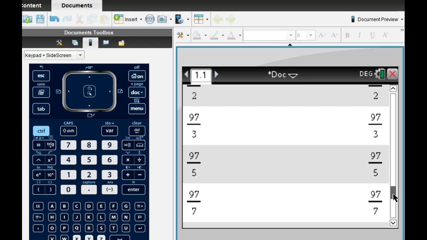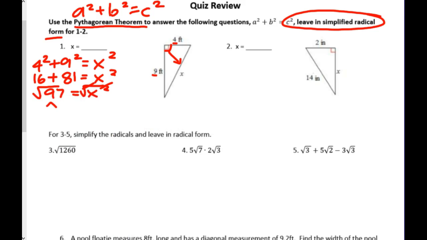What kind of number has no factors like that? What's it called? Prime number, okay? So, if you got a prime number that can't be broken down, then that's it. Square root of 97, okay? So, on your quiz, will you be able to do the Pythagorean theorem the same exact way? Let's try number 2. 2 is similar, but a little bit different, okay? What are A and B going to be on number 2?